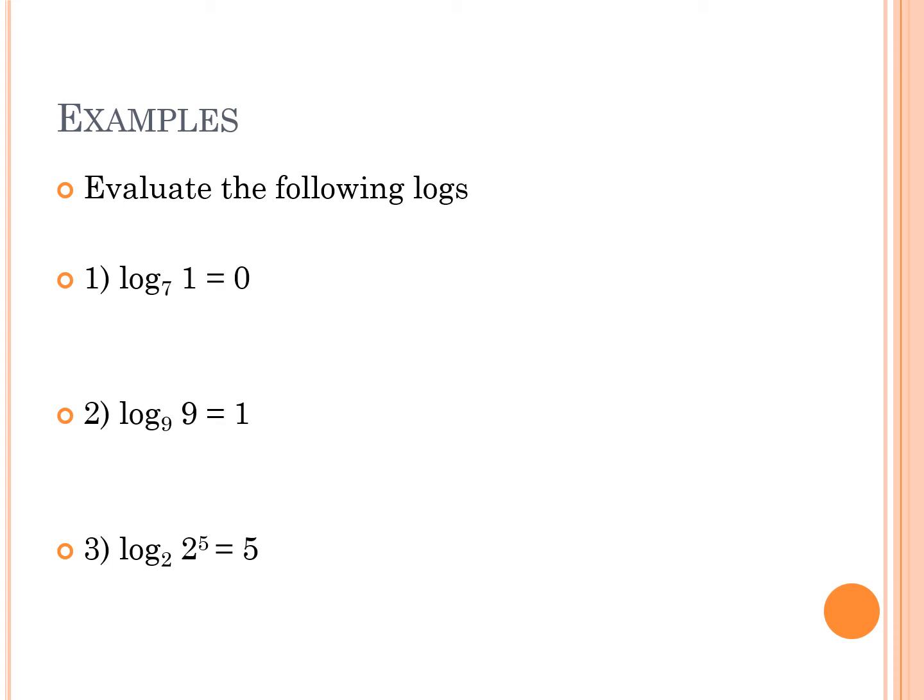So when we evaluate these, anytime we have a log of 1, no matter the base, it's going to equal 0, because the base raised to the 0 power is always going to be 1. For number 2, the base and what we're taking the log of are the same. And so that's always going to equal 1, because 9 to the first power is 9. And here again, the base and what we're taking the log of are the same, but it's being raised to an exponent. So our answer is going to be that exponent.